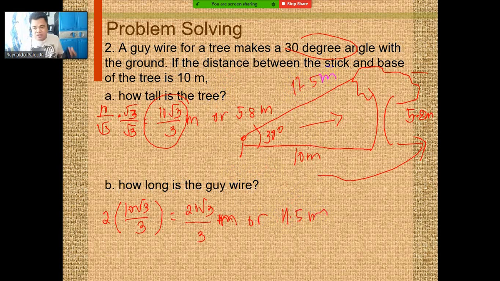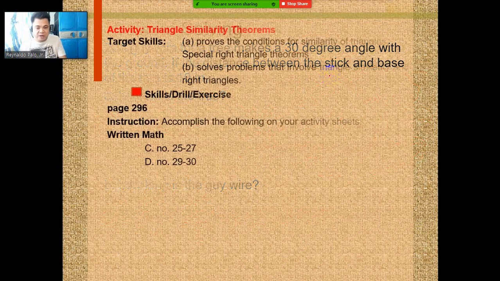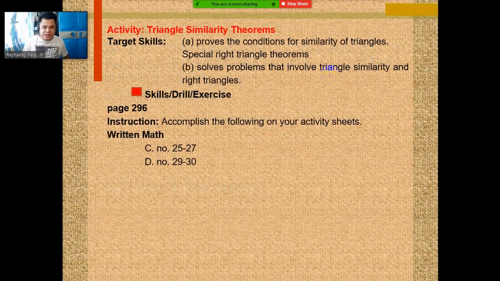We're done with our discussion about special right triangles. For my students, don't forget to answer this one on your activity sheets. Okay, so the questions are in your books.